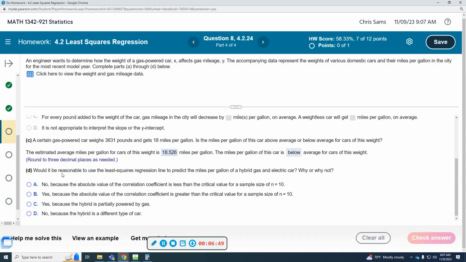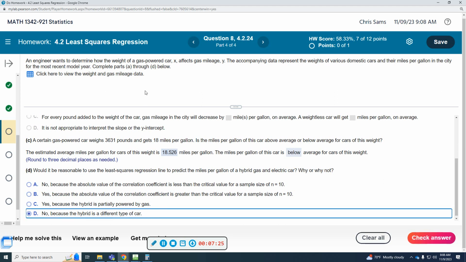Okay, and then part D. Would it be reasonable to use the least squares regression line to predict miles per gallon of a hybrid and electric car? Why or why not? So this is for a gas-powered car, and this is talking about hybrid or electric. Those are going to vary based on a lot of different factors. So because we're focusing on gas, we're going to say no, because hybrid is a different type of car. This is for gas-powered cars.